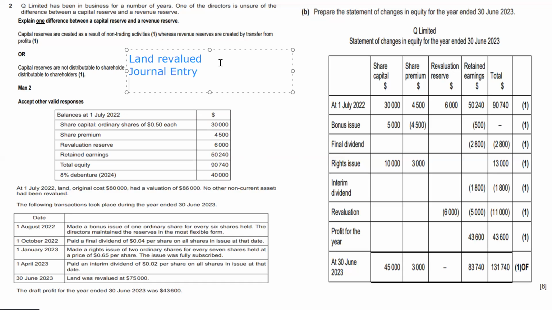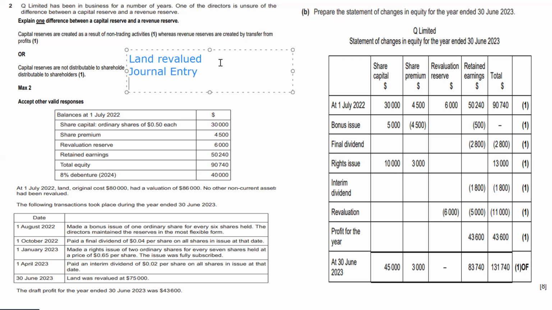The bank. Is the money coming in? No, it's going out. No, there's nothing going out. It's being depreciated. So what did you use to reduce the value of the land? Revaluation reserve. So you used your profits, right? Yeah. You reduced your profits by debiting it.